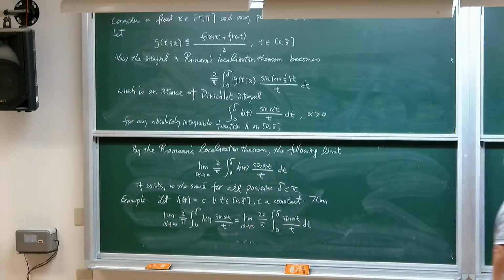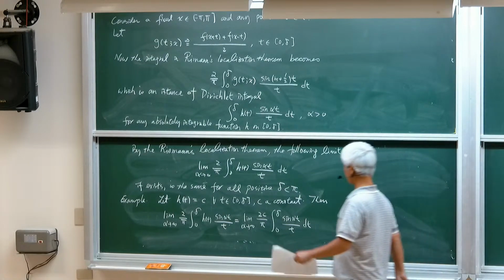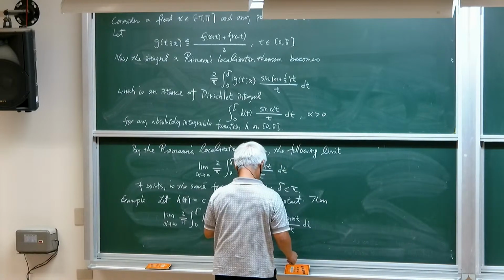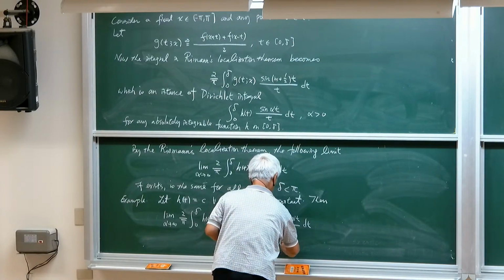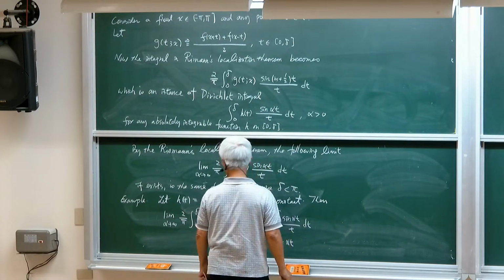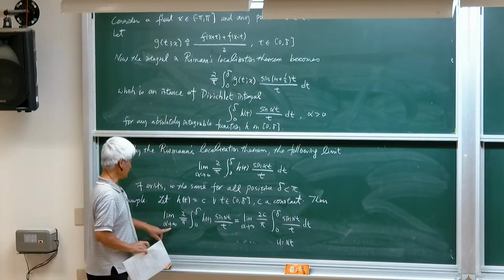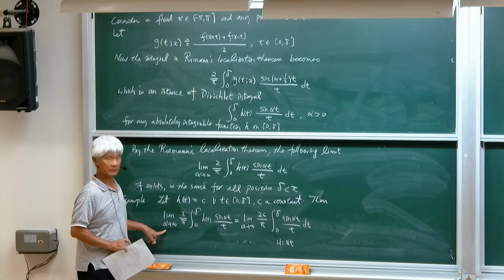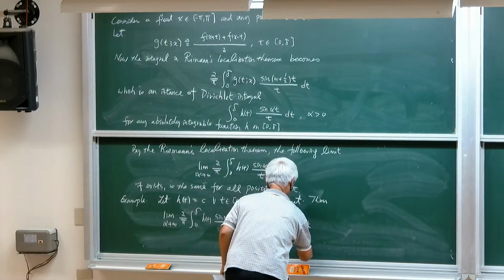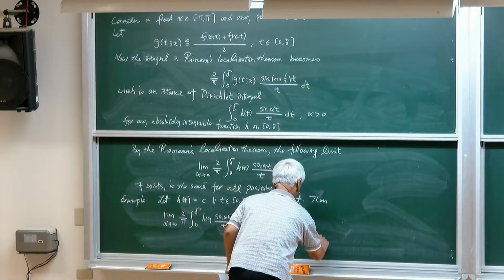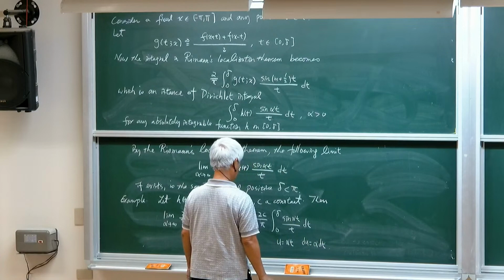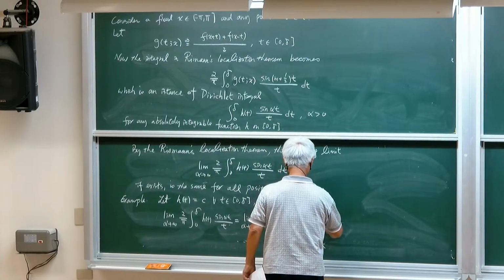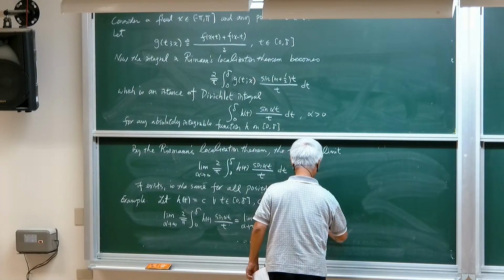Now we do a change of variable to evaluate this integral. The change is that we let u equal alpha t. Because alpha is going to infinity, we can think of alpha as positive. So du is equal to alpha dt here. And so this is the limit as alpha goes to infinity.